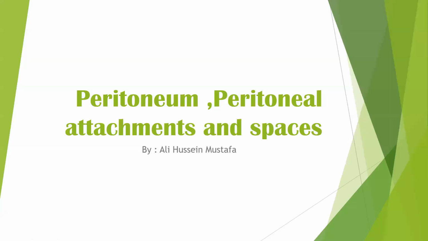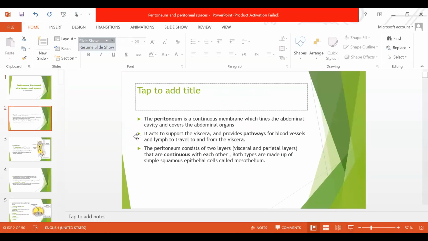We will talk about the peritoneum and the peritoneal attachments and spaces. The peritoneum is a continuous membrane which lines the abdominal cavity and covers the abdominal organs. It acts to support the viscera and provides pathways for blood vessels and lymph to travel to and from the viscera.